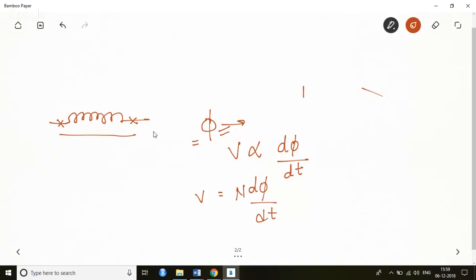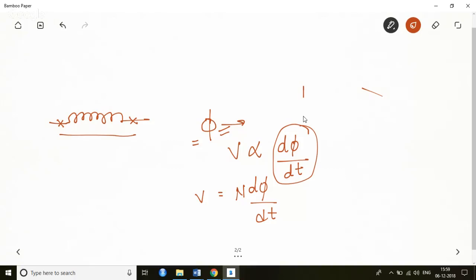Now what about the magnitude of the voltage difference? The magnitude of the voltage difference is proportional to the rate of change in the magnetic field. So these are the two things that we need to take care of while we study electromagnetic induction.